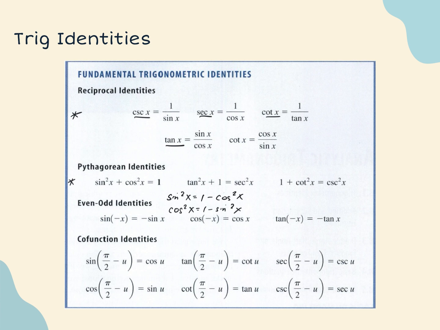You can treat these like algebra equations, and you can add sine squared theta to both sides or something like that. We're going to be doing a lot of that so that you can see and learn all the different things you can do with these functions or identities. Again, you want to memorize those. The even and odd and the cofunction identities, we'll get to eventually, but for right now the top two categories are the ones we're looking at.